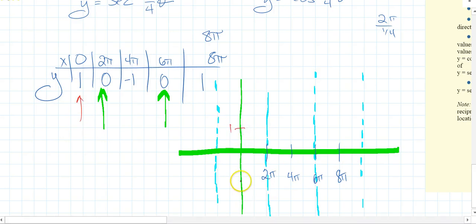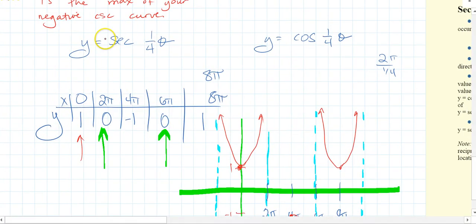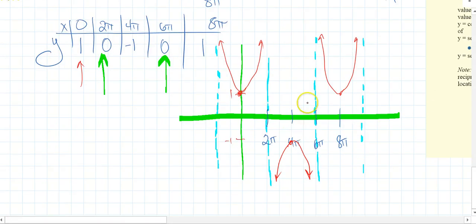Now everywhere I see a 1, like at 0, let's call that 1. Call that -1. And that actually is where it opens up. It's asymptotic. And at 4 pi, it's -1, so that's actually my maximum, and it goes down. And then at 8 pi, it starts at 1, goes up. So you can imagine if you had 2 or 4 or 6 for your amplitude, that's where the maximums and minimums would be. So now that's how you graph these.